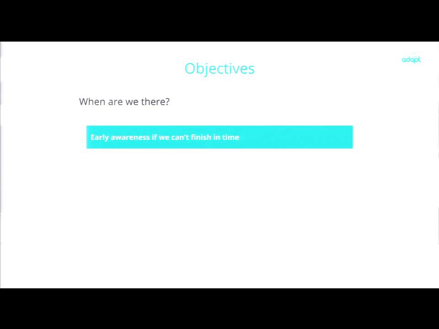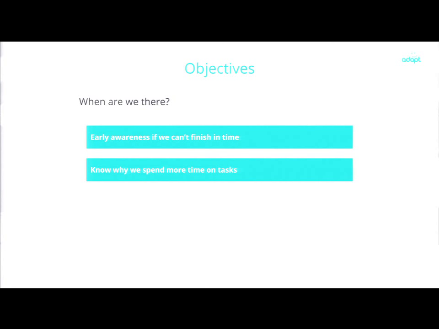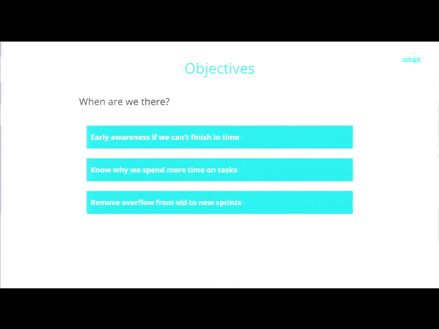The first thing that we can take from what Cecil told us earlier is that we need to have an earlier awareness of problems in the projects, that we can't finish the project in time, at least not with the scope given right now. The next thing is that we'd like to know why we spend more time on these tasks. Because we spend a lot of time going back and trying to find out what went wrong in the project. Then we need to remove overflow from old to new sprints.